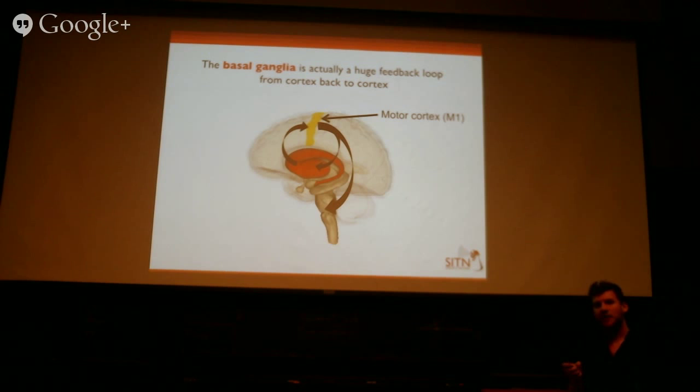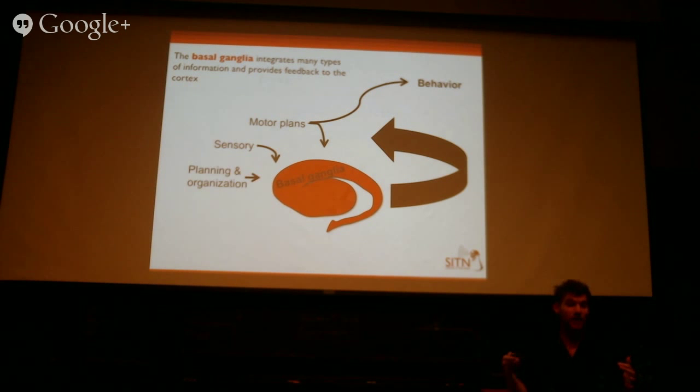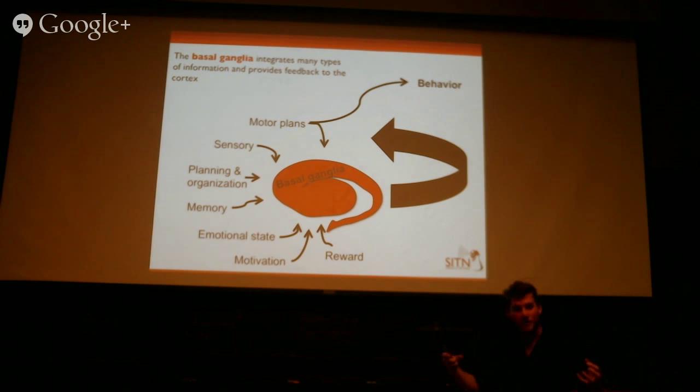But the basal ganglia doesn't just get information from the motor cortex. It gets information from lots of places. So we can schematize it a little bit differently here. It also takes information regarding our sensory state, finding an organization, memory, emotional state, motivational state, and reward. The basal ganglia is taking inputs of all of this kind of information, integrating them, and using it to inform what kind of behavior we do.